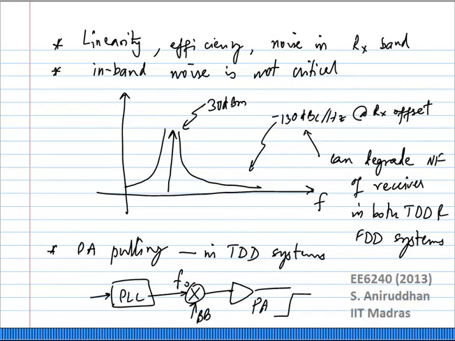What are the things of significance in a transmitter? We said linearity and efficiency are obvious. What became obvious after we started considering the behavior of a non-ideal duplexer is the fact that you need to worry about noise in the receive band, because the receive band is at a certain offset from the transmit band. This could be anywhere from maybe 10 or 15 megahertz to all the way to maybe 200 megahertz.